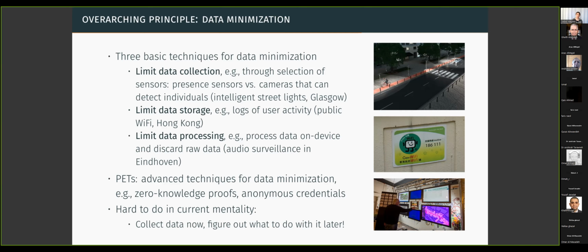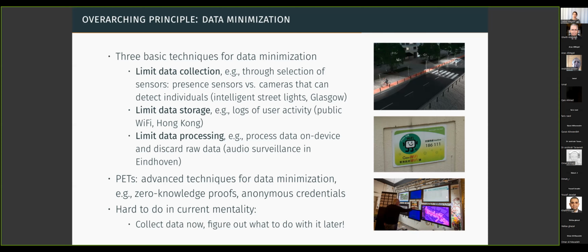We could also limit what kinds of data we store. So even if our sensors collect a lot, we could limit what gets stored. So for example, if we run a public Wi-Fi service, we could consider whether, even if we have access to it, whether we store logs of user activity or not. And then, of course, we can also put limits to the data processing.